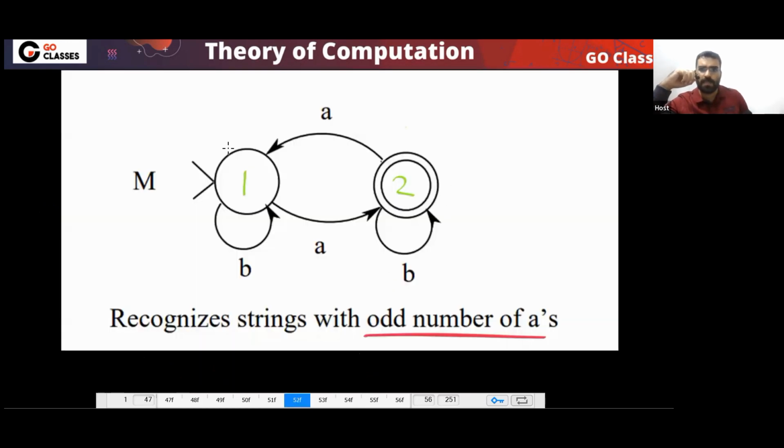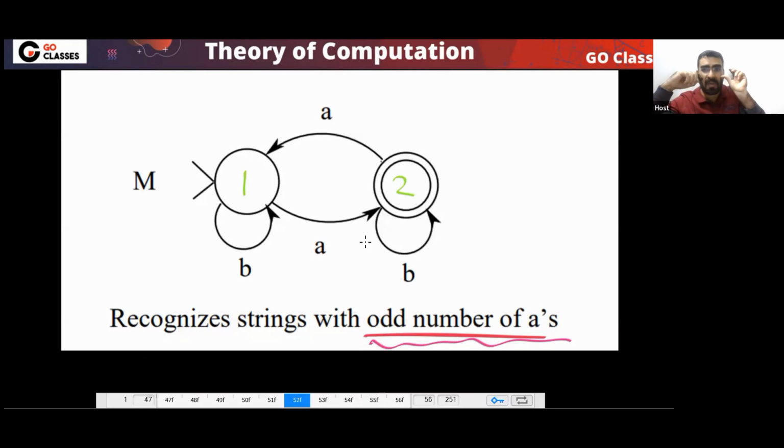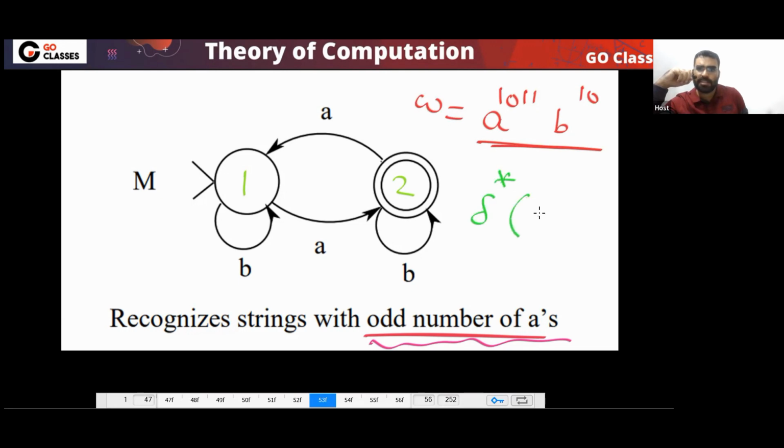And this is your DFA, and DFA is accepting odd number of A's. So where will this DFA go on the string a power 1011, b power 10? Tell me, delta star, where the DFA will go. Initial state is this. So where will the DFA go? So DFA will go to state number 2.